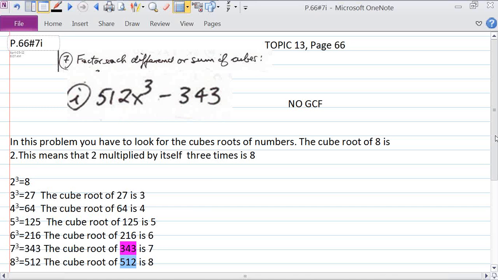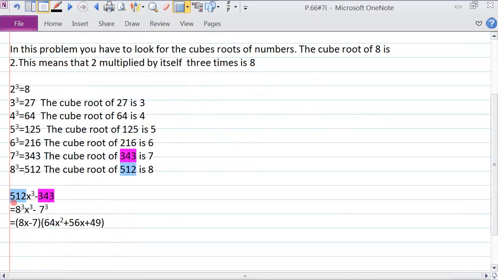So instead of writing this problem as 512, x cubed minus 343, we could write it as 8 cubed, because 8 cubed is 512. And instead of 343, we could write 7 cubed. Now we're going to take this term here, put it here, take the x, put it here, minus 7, put it here. This squared gives me this.